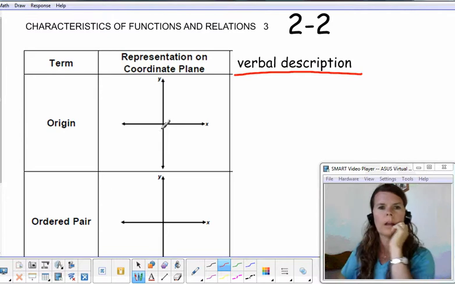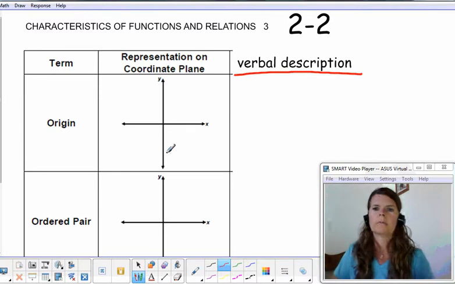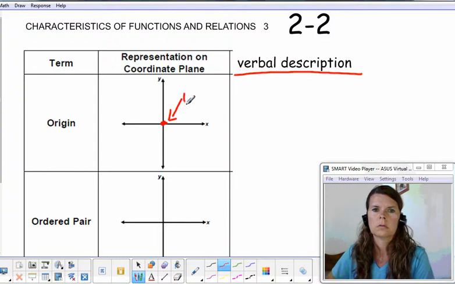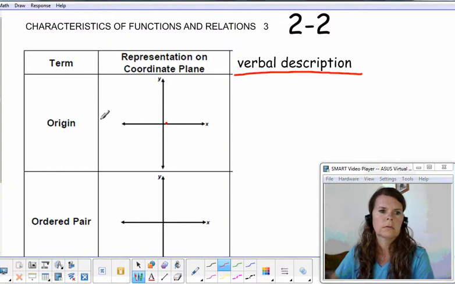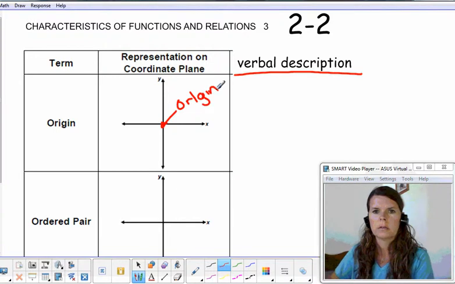Okay, so I'm going to do one with you, and then you're going to do the rest on your own. So right here, origin. What is the origin? How can I show what the origin is? Well, hopefully you know. The origin is right here. Label it on the graph. Well, that was bad. I've got my little tablet, it still has issues sometimes. Okay, so that's your origin. Origin. And the coordinates of my point right there are 0, 0.